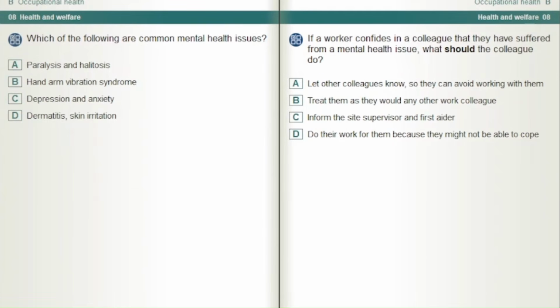If a worker confides in a colleague that they have suffered from a mental health issue, what should the colleague do? Let other colleagues know so they can avoid working with them. Treat them as they would any other work colleague. Inform the site supervisor and first aider. Do their work for them because they might not be able to cope.